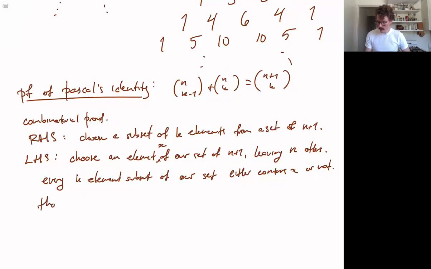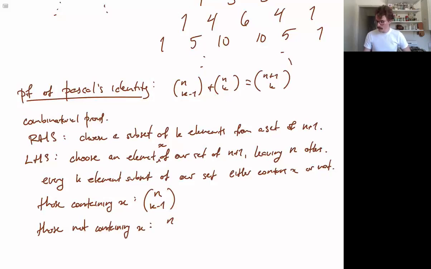So those containing x, how many subsets are these? Well, basically we have n elements remaining, and we want to choose k minus 1 of them, because we've chosen 1 already. And those not containing x, maybe you can see where this is going. Well, we have n elements remaining, and we want to choose k of them, because we do not contain x, so we need to choose k other elements.